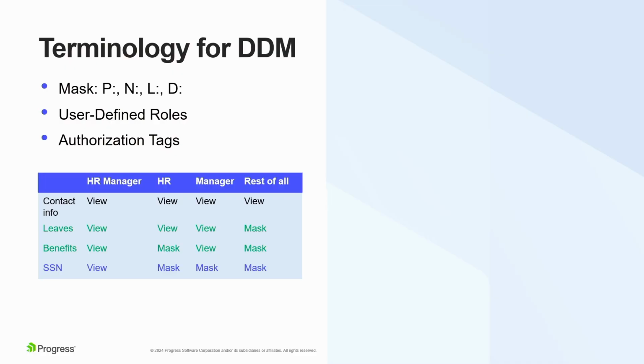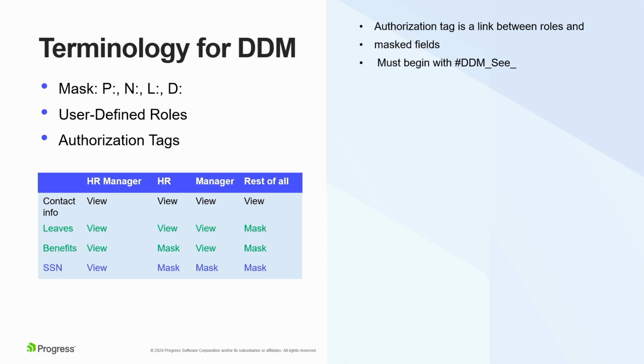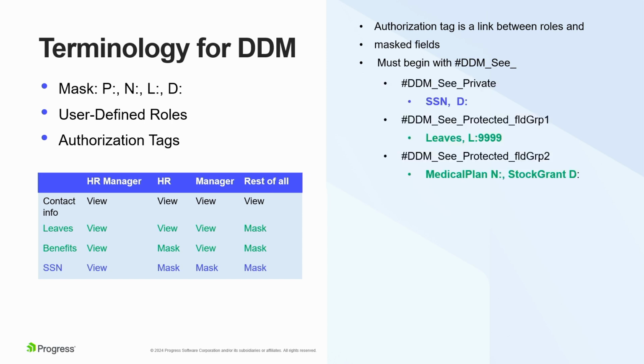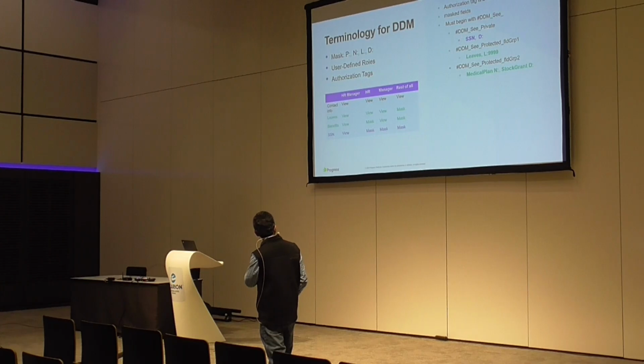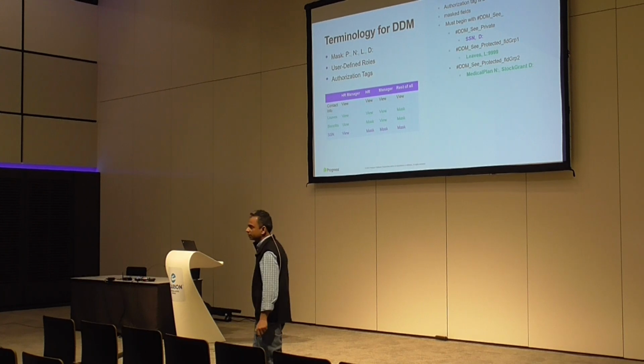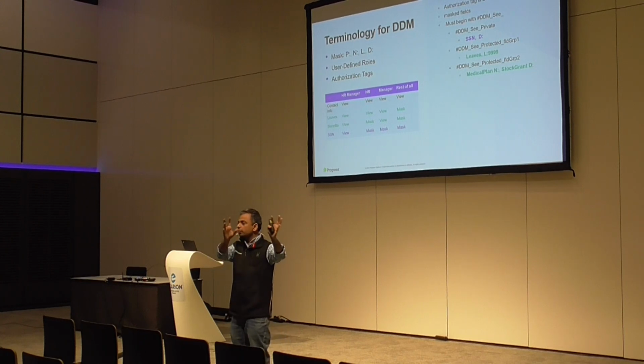Now, this is the most important term, the authorization tag. The authorization tag is a link between role and the mask, and it must start with DDMC. We'll see why it's DDMC. So the authorization tag, as I said, is a link between your role and the field. In this case, I am defining this authorization tag, DDMC private, and I am assigning this private tag to my SSN field with the default mask. So that's one part: in the field, we are assigning a tag.